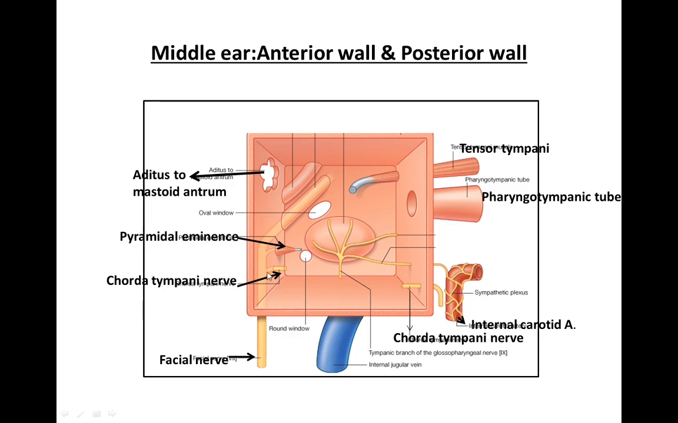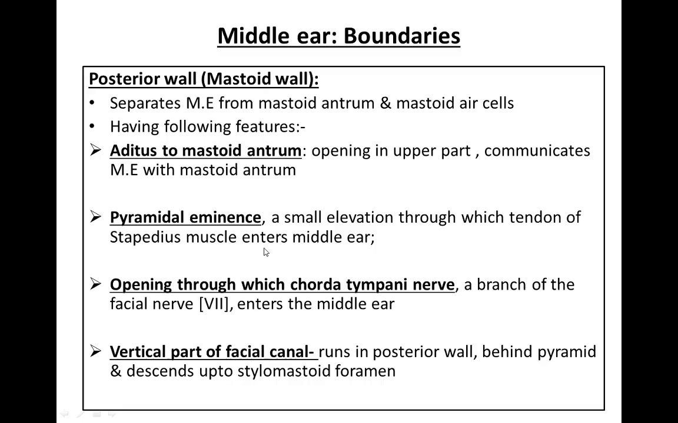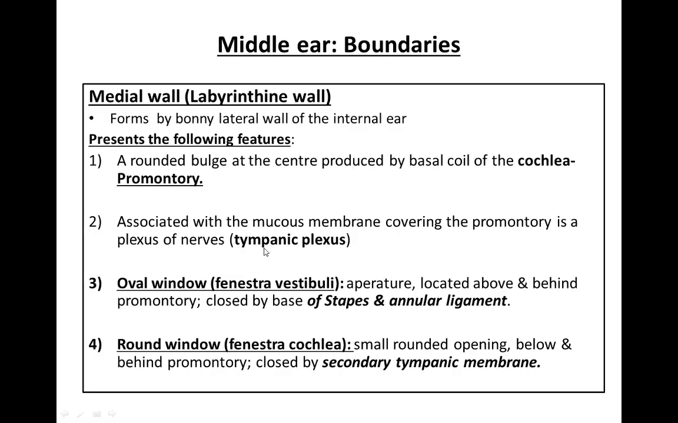So come to this facial canal. The facial nerve will come out. It is on the medial wall, then forms the vertical part. So this is the vertical part of the facial canal we can see on the posterior wall of the middle ear cavity. Then come to the medial wall.